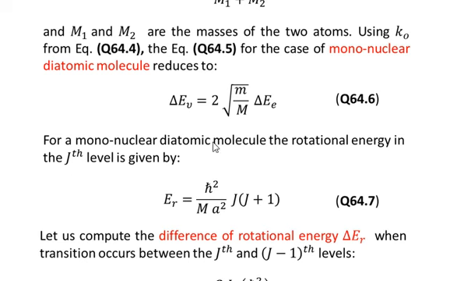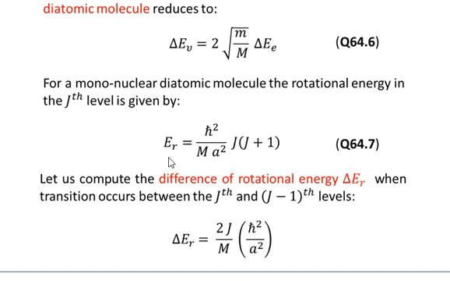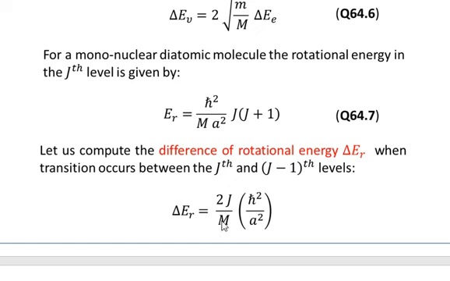For a mononuclear diatomic molecule, the rotational energy in the jth level is given by E R, that is the rotational energy, is equal to H bar square over capital M into A square, and in the numerator we are multiplying with J into J plus 1, as shown in equation number 7. Let us compute the difference of rotational energy delta E R when the transition occurs between the jth and the J minus 1th level. So delta E R is equal to 2 times J over capital M multiplied by H bar square over A square. This is the difference in the two consecutive rotational levels of the molecule.